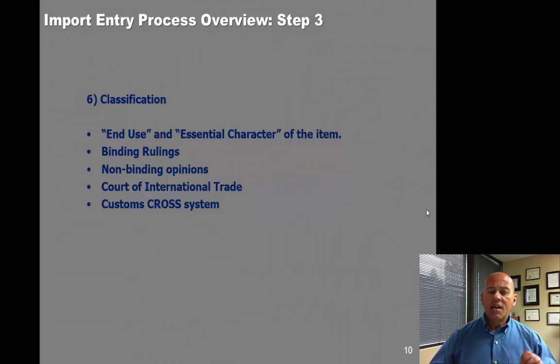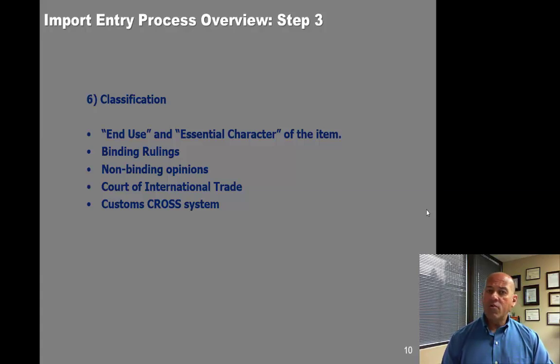Classification. Again, classification involves the end use or essential character. That's what determines the classification. If you're unsure about the classification of your product, I always recommend binding rulings. Now, your customs broker can help you with a binding ruling.